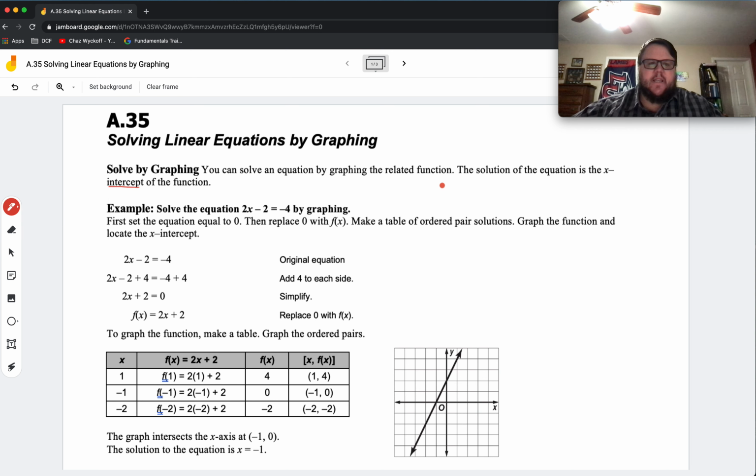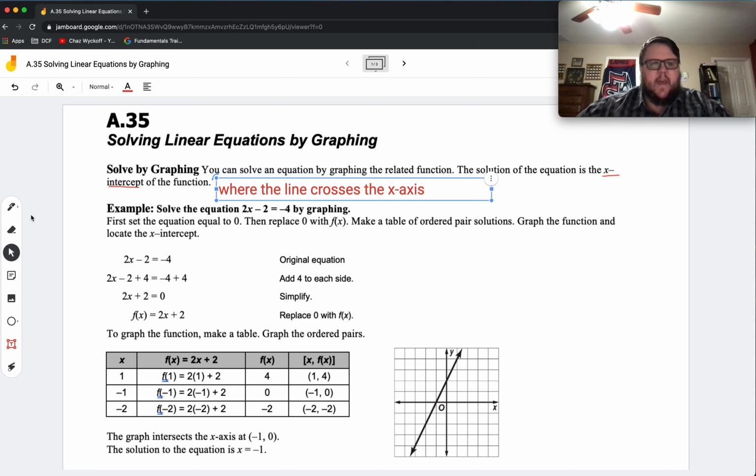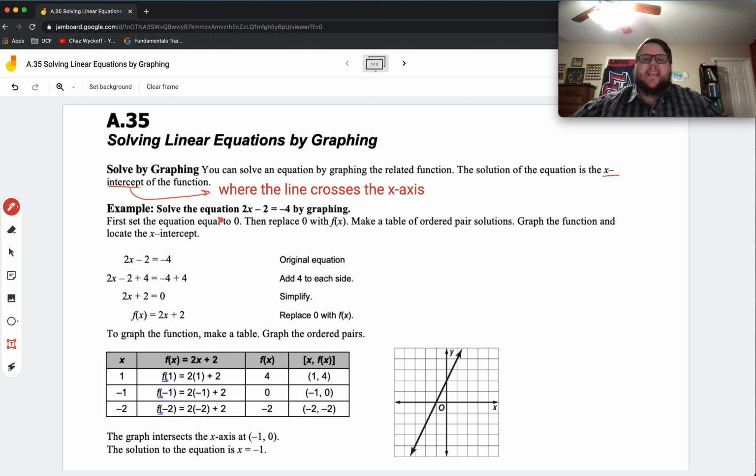The x-intercept is where the line crosses the x-axis. That is the x-intercept, where it crosses the x-axis, and it's our x value because y equals 0 at that point.